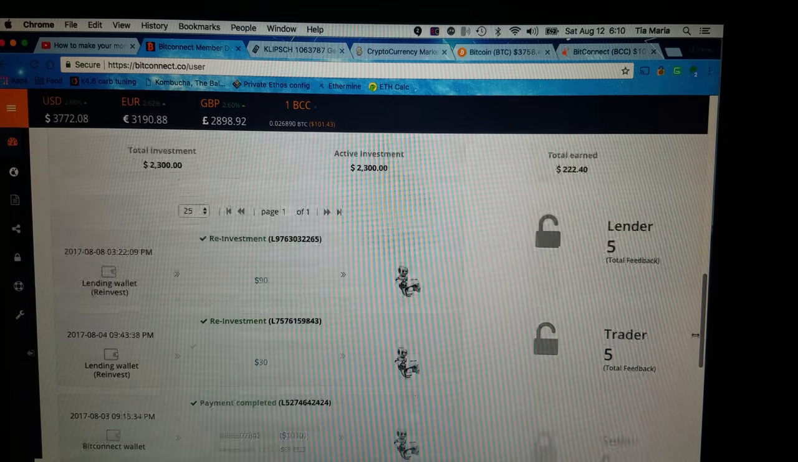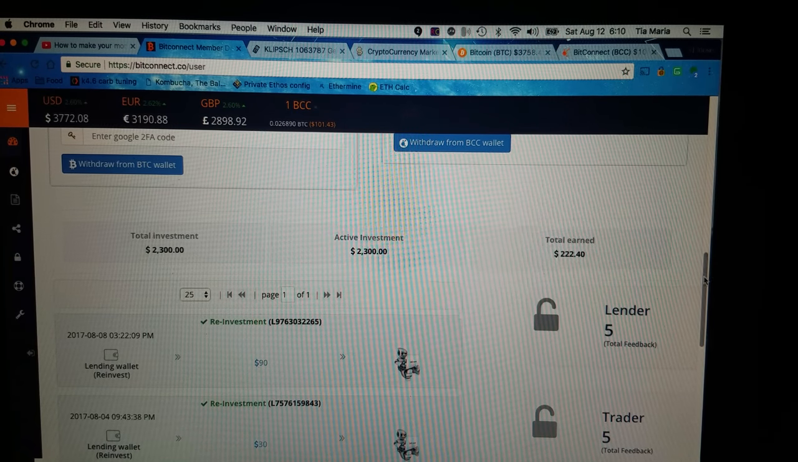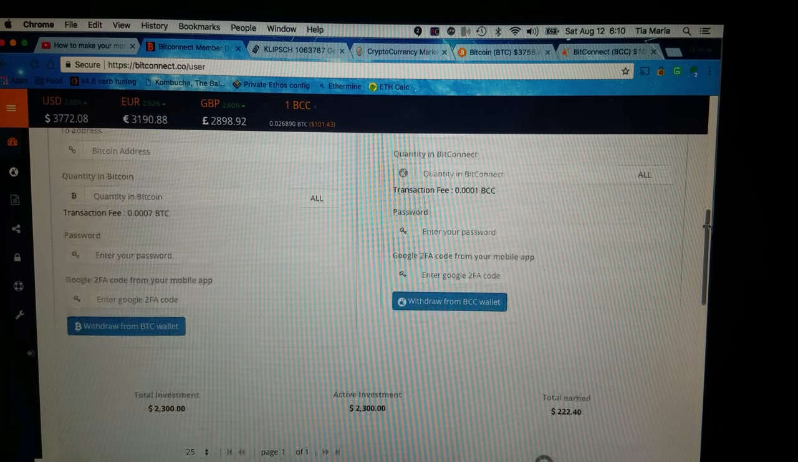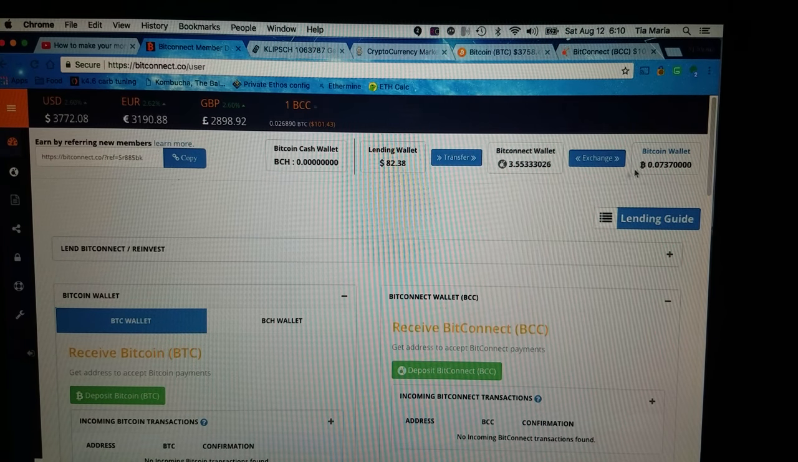versus $222. So I've made approximately a fifth of what I could have made had I just held on to these coins.